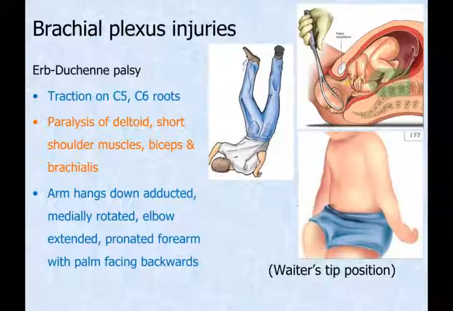We have asked this question several times: to describe the anatomical basis of this position.